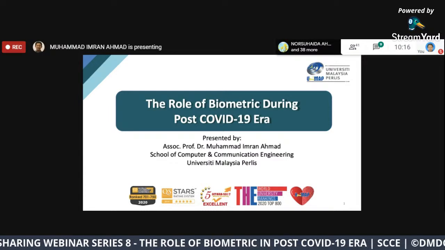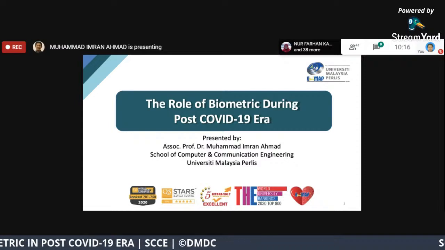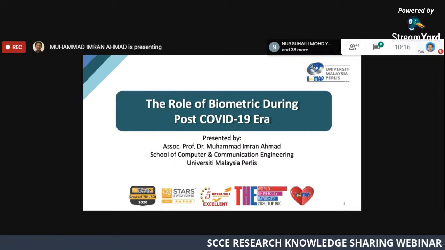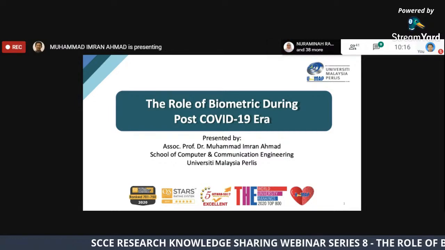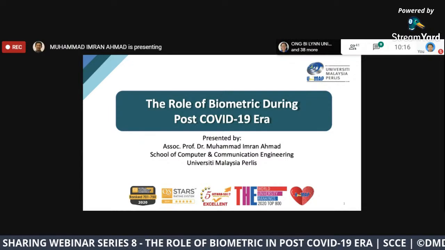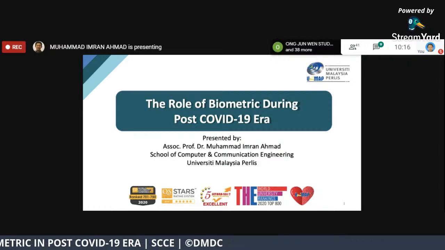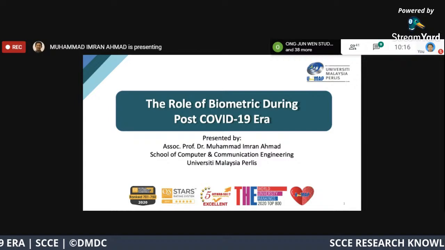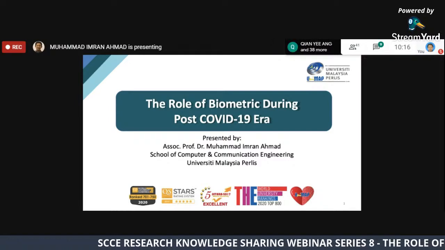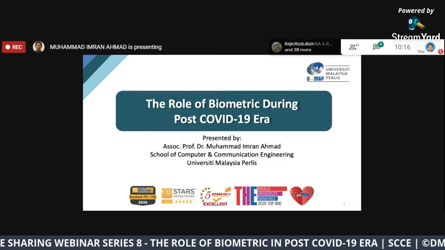We can also see the effects on companies that invested in biometric devices. For example, companies that produce sensors to capture palm print or fingerprint need to reduce their production, or maybe even stop their production, because of this scenario. And from the research point of view, most of the algorithms that we developed before the COVID-19 pandemic need to be changed.